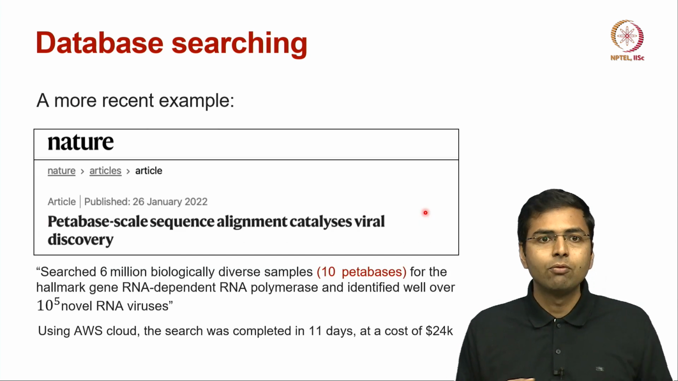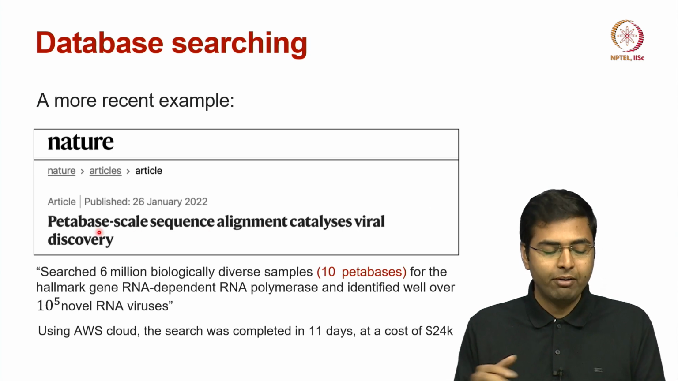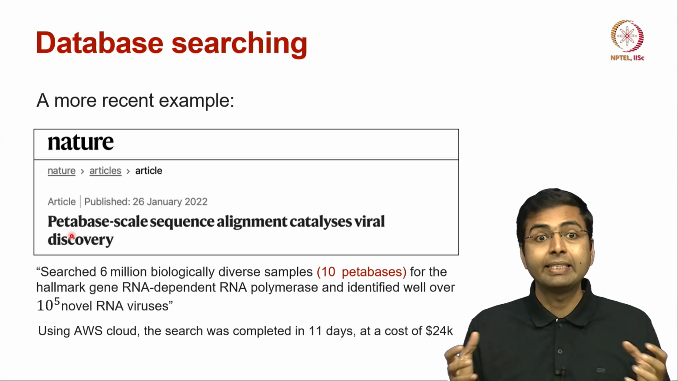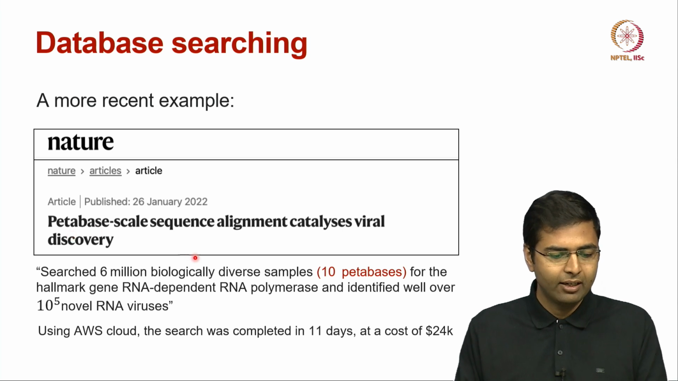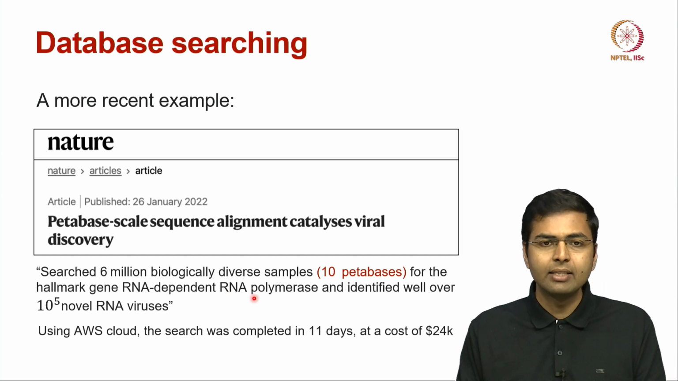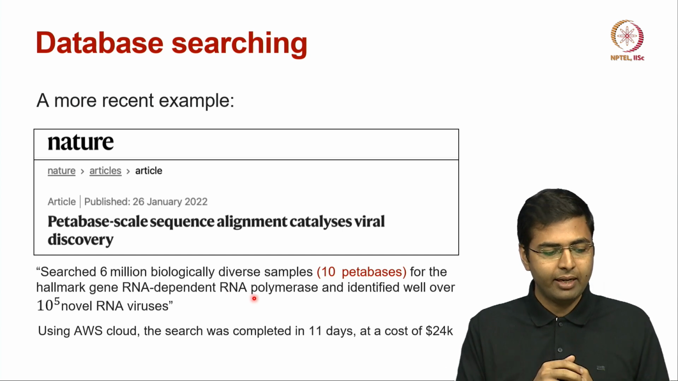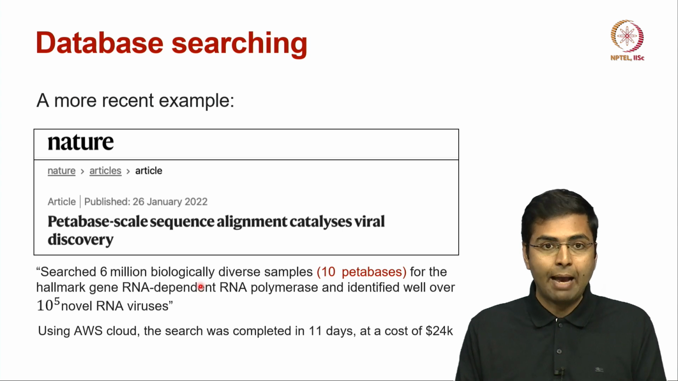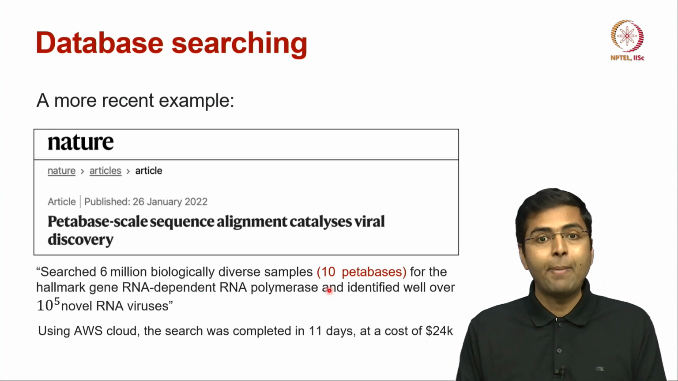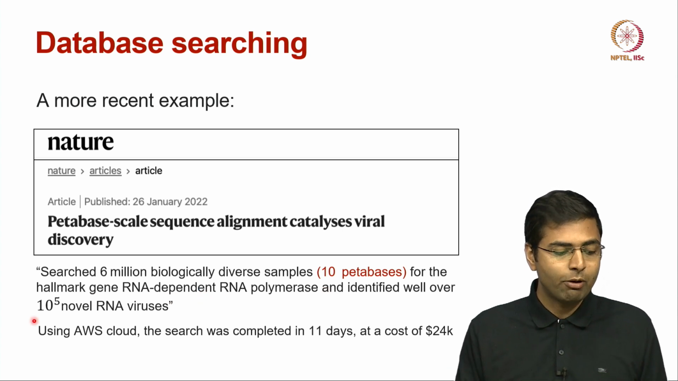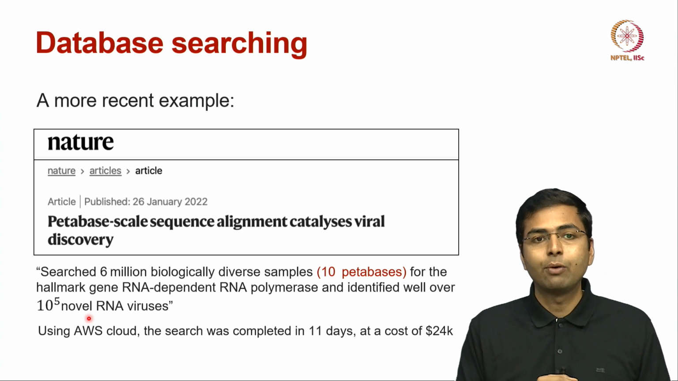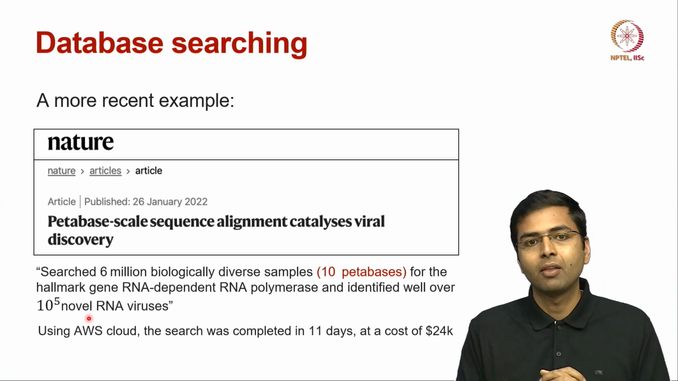A more recent example would be a paper very recently published in Nature, where the authors were able to do a petabase scale database searching of RNA sequences. So, they took an RNA gene sequence, which is an RNA dependent RNA polymerase sequence, and they searched that sequence in all 6 million samples that are available, that add up to 10 petabases. So, that search resulted in 10⁵ novel RNA viruses that were discovered in the entire database.